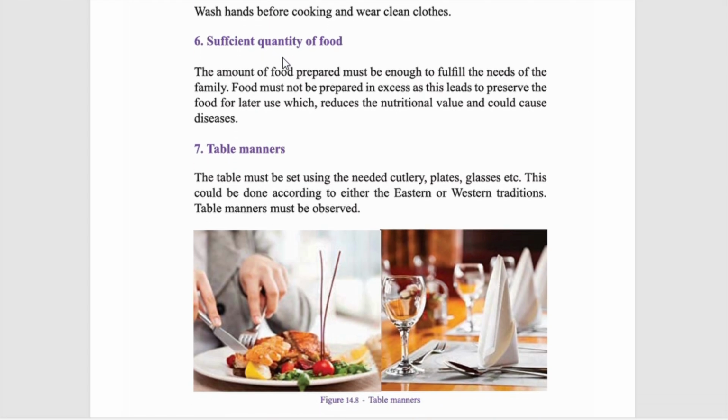Sufficient quantity of food is also very important. The amount of food prepared must be enough to fulfill the needs of the family, and not be prepared in excess, as that leads to preserving the food for later use, which reduces the nutritional value. If we cook and keep it in the fridge for a long time, or overcook it, the nutritional value will reduce.